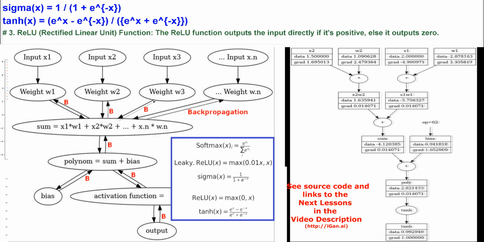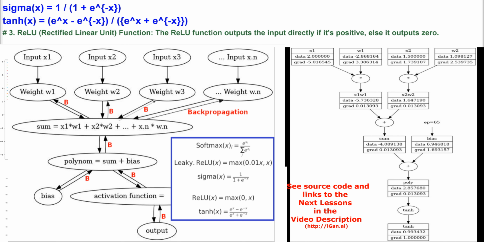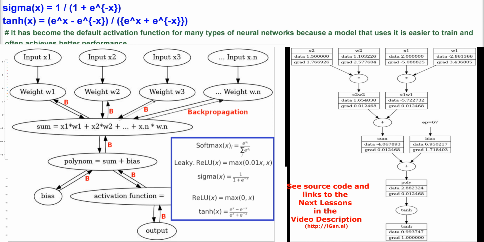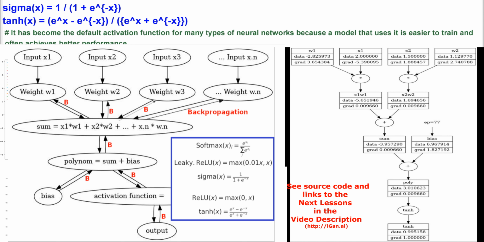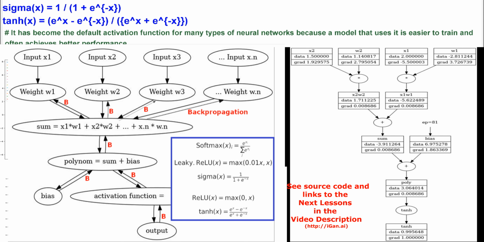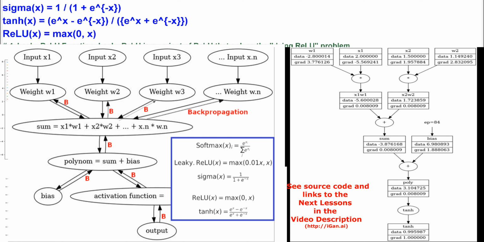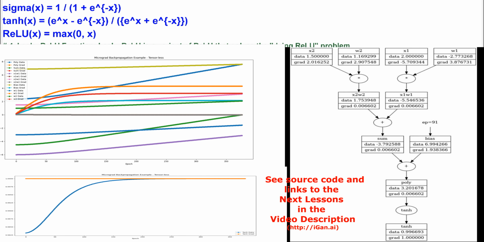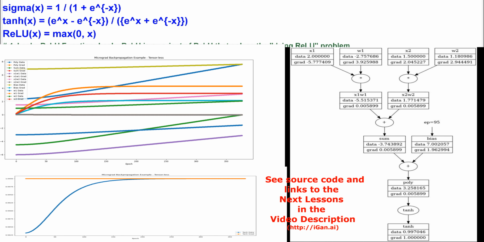3. ReLU. Rectified linear unit function. The ReLU function outputs the input directly if it is positive, else it outputs 0. It has become the default activation function for many types of neural networks because a model that uses it is easier to train and often achieves better performance.